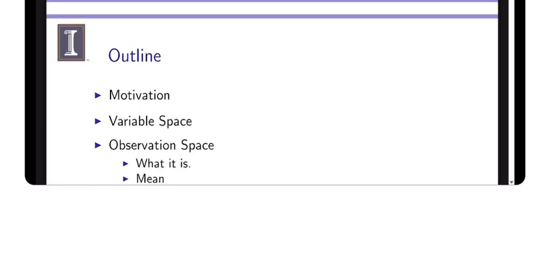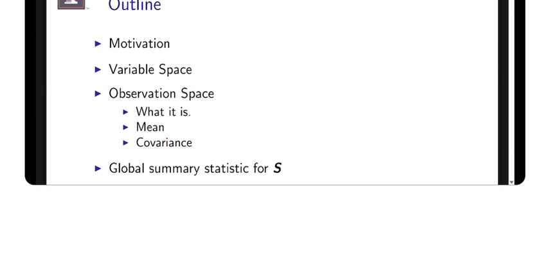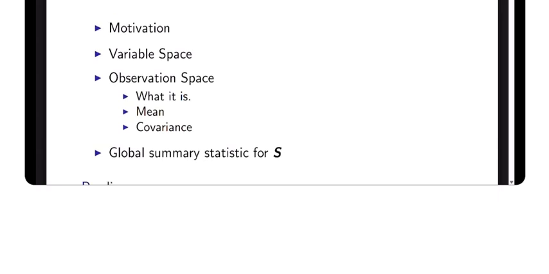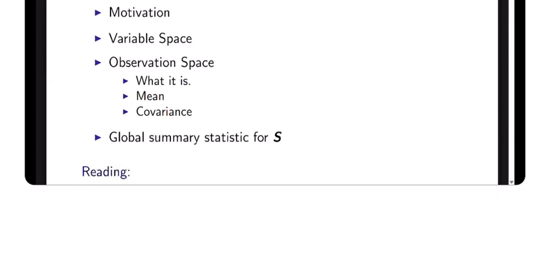Okay, so this material, 49 pages, is what I'm actually going to walk us through, what we're going to be going through this week. So this is the outline. In the outline, I'm going to talk about the motivation, talking about the variable space, observational space. Okay. Now, I just wanted to take note of this. There's a difference between variable space and observational space.